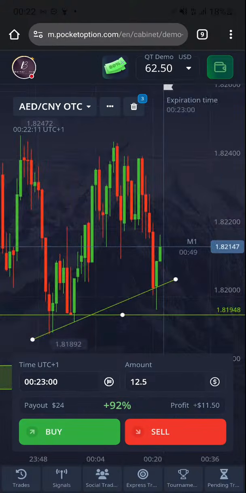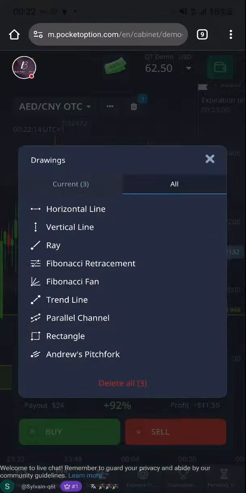Okay, that trend line actually worked here. You see that? But I'll mark this demand area.